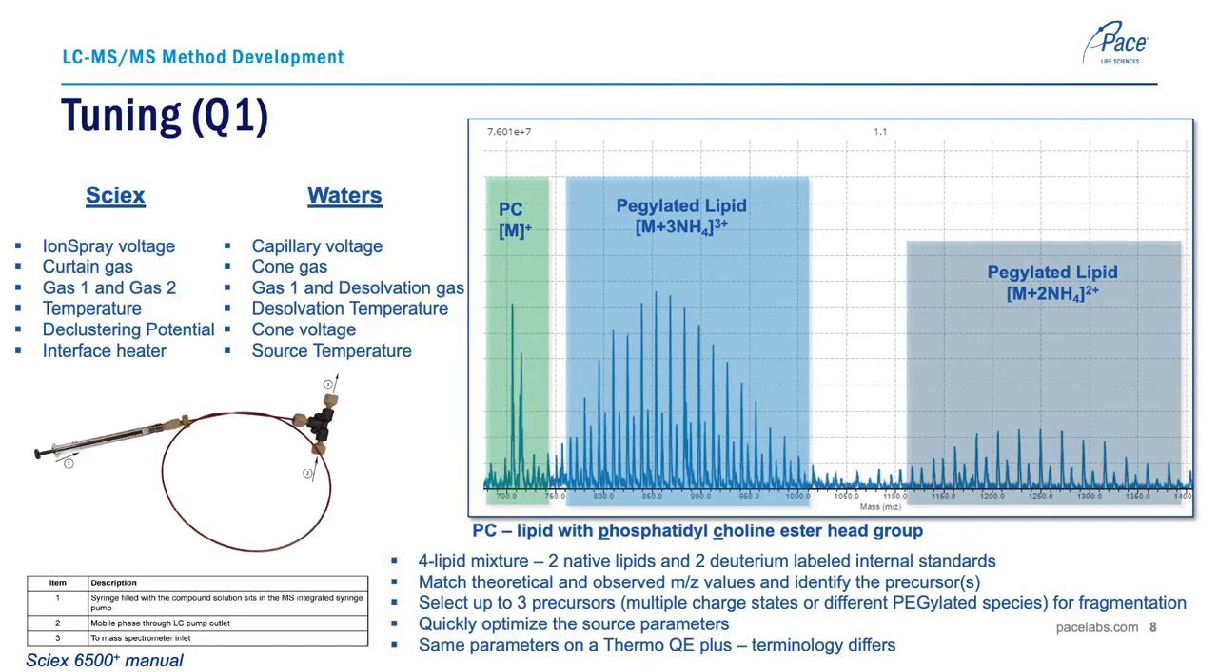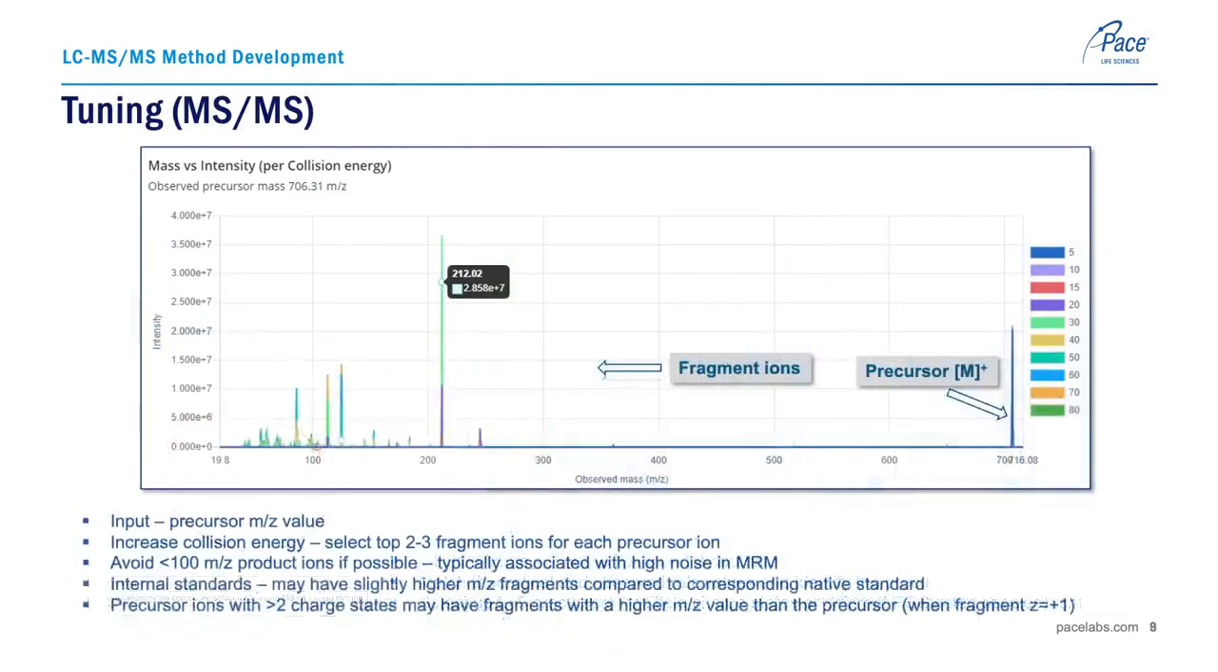Alternatively, an in-source fragment can also be generated from the polydispersed pegylated lipid using high cone voltage. In case of the phosphatidylcholine, the singly charged precursor was selected for fragmentation. In order to identify the most intense fragment ions, the MS/MS data is acquired for each precursor while continuing to infuse the lipids. MS/MS data shown in the figure here is acquired by specifying the m/z value of the phosphatidylcholine precursor and fragmenting the precursor at different collision voltages, also known as collision energy.